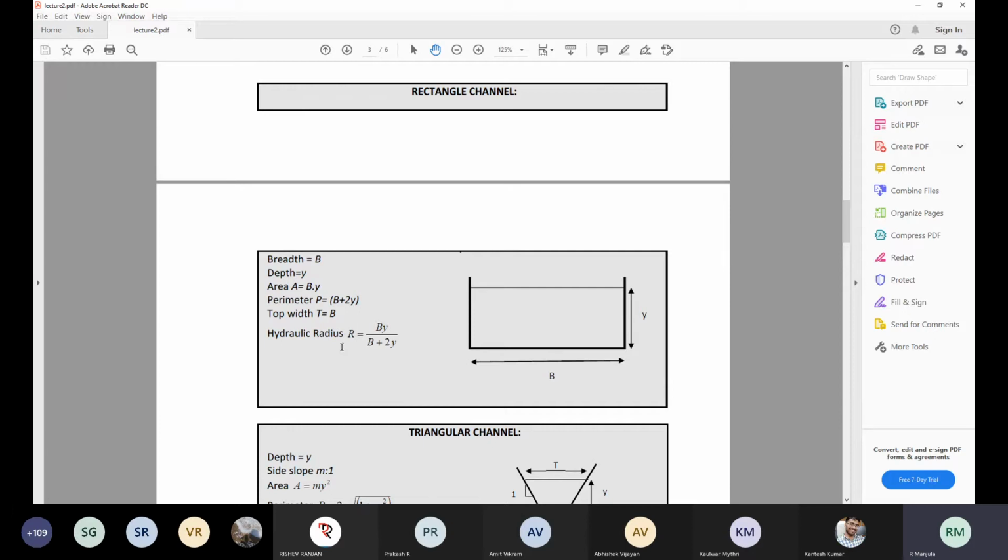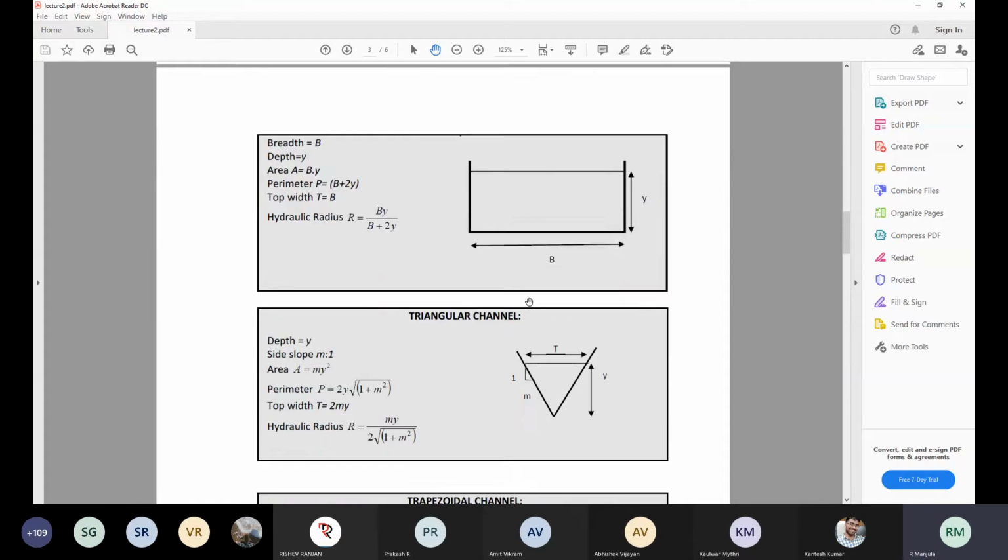And what will be the hydraulic radius? It is A by P. What is A by P? A is B into Y divided by the wetted perimeter, B plus 2Y. It is going to be your hydraulic mean radius. Now understood? These are the parameters of your rectangular channel, or this is the channel geometry of a rectangular channel.